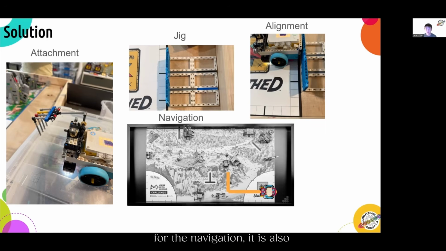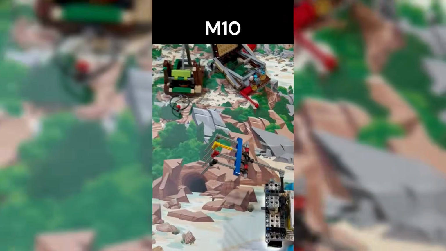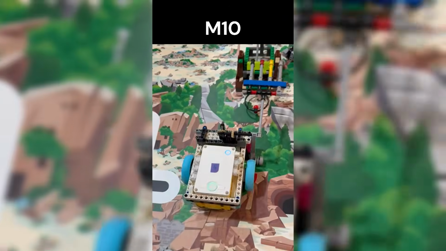So for the navigation, it is also quite easy and fast, as we just start from the home area, drive straight, turn 90 degrees to face the mission, drive there, set down the fork, and then drive back, completing the mission, then returning to the home. Here is a demo of our solution.